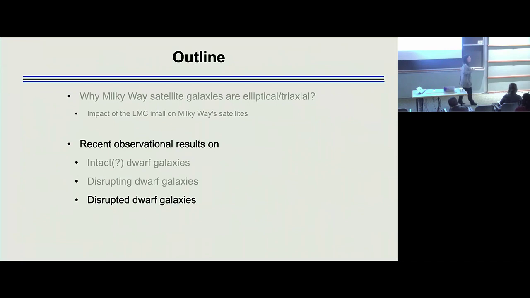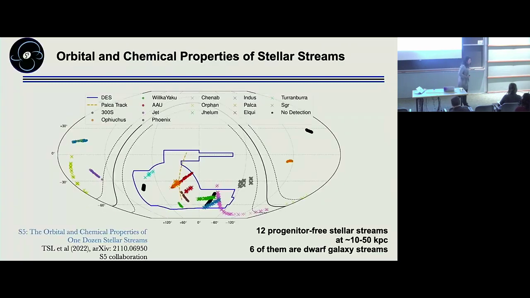Okay, very quickly for the last part, the disrupting dwarf galaxies, or the stellar streams. It was not originally in my plan to talk about, but I just want to tell people there are a lot of scientific results on that. Ray talked about globular cluster streams. I believe Sarah will also talk about globular cluster streams. So I want to emphasize a little bit on dwarf galaxy streams, the stellar streams originating from dwarf galaxies.